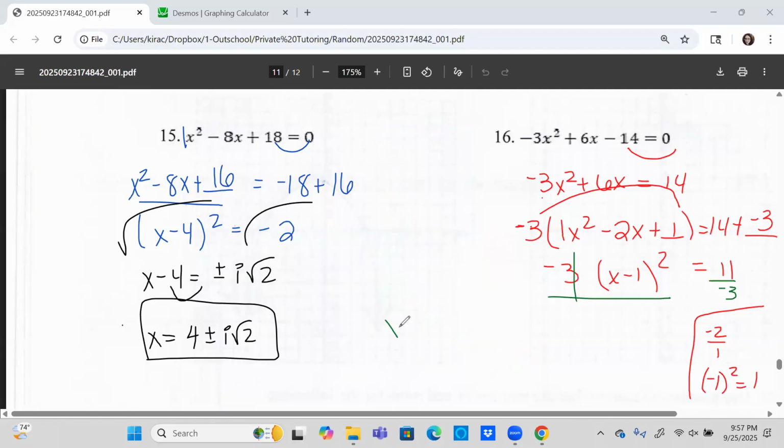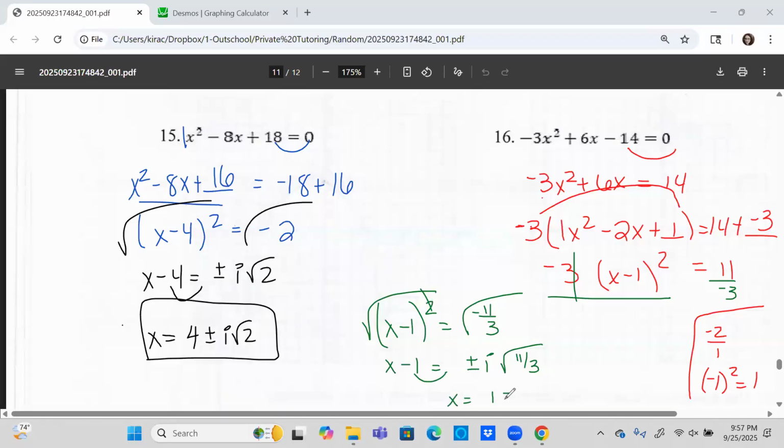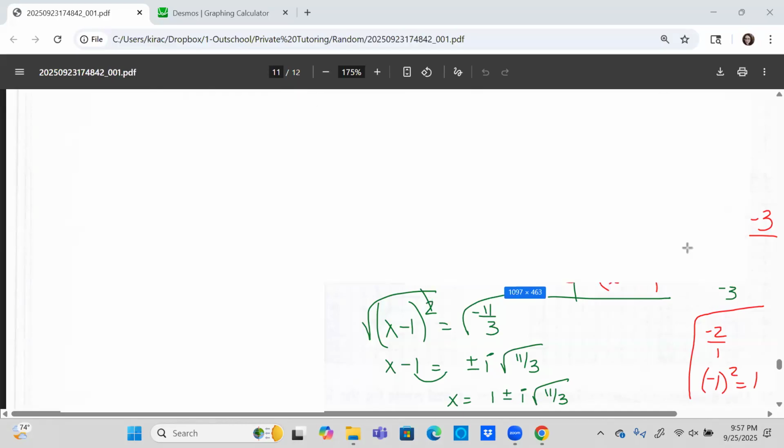So we have x minus 1 squared equals -11 thirds. I just always like the negative on top there. Root. So x minus 1 equals plus or minus i root 11 thirds. Move this over. X equals 1 plus or minus i root 11 thirds. Now, that's the answer, but it's probably not because we're not really supposed to have fractions in the radical.